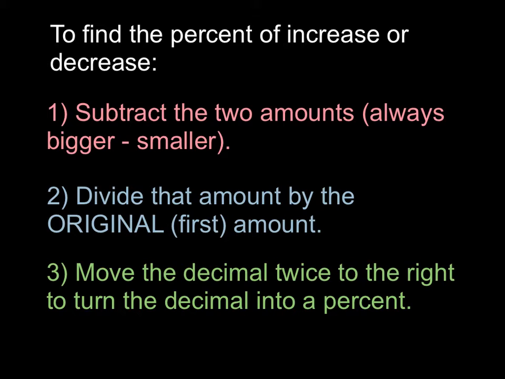So then you're going to get a decimal after you divide those. To turn a decimal into a percent, you move the decimal point 2 times to the right. That's all you have to do. I'm going to show you 3 examples and then have you try a couple on your own.